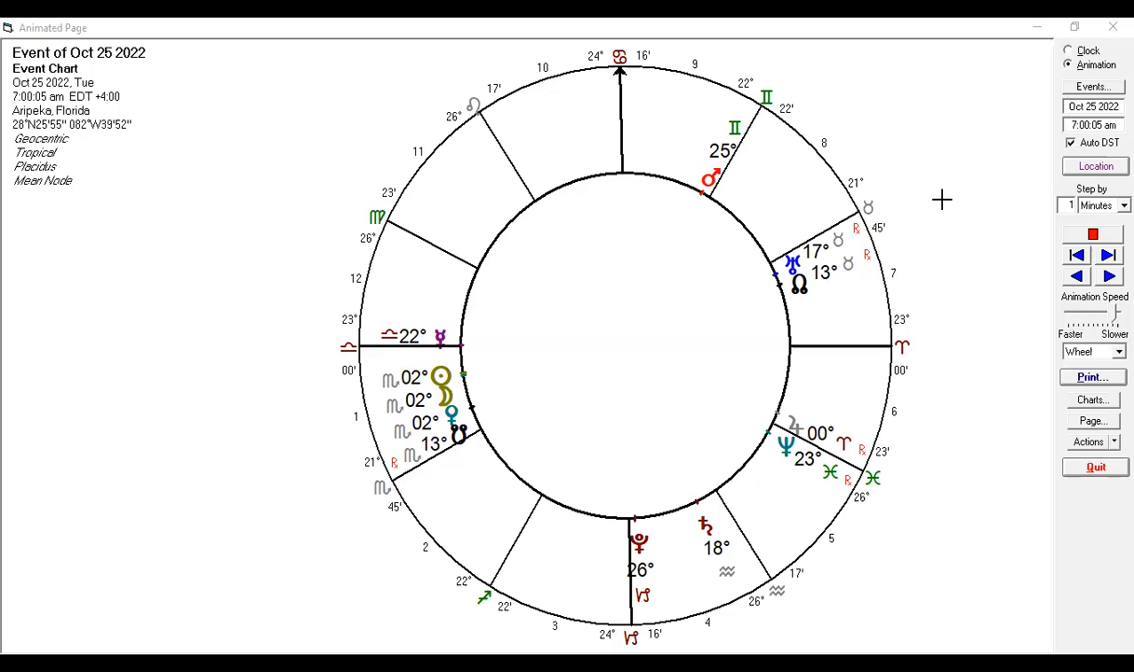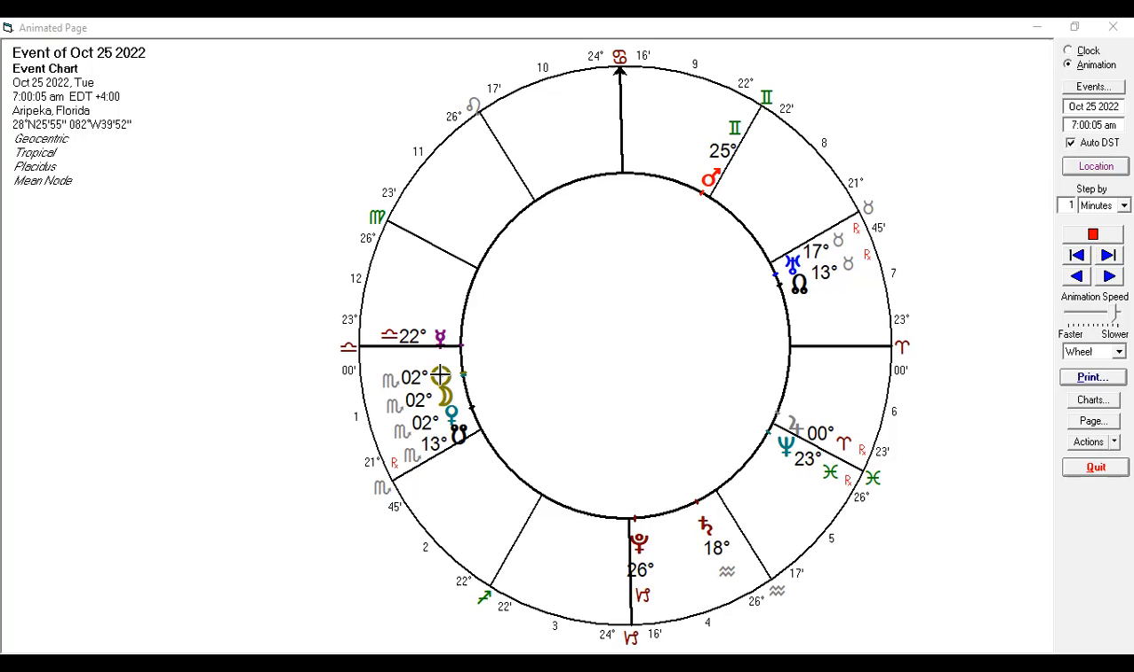We have a partial solar eclipse. We'll unpack this in a minute, but I want to look at it in this form since I already have it lined up here. We'll come back to this, and when we look at the transits for the week, we'll look at this more. But here is the solar eclipse.